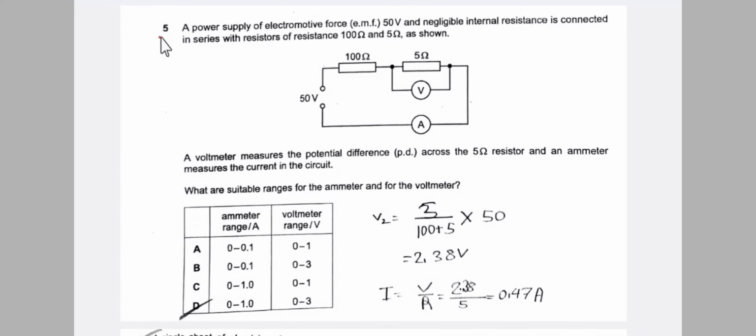while the value of R is pointing upward. Therefore, the wrong vector is C, that does not represent R. Question number 5. A power supply of electromotive force of 50 volt and negligible internal resistance is connected in series with a resistor of resistance 100 ohm and 5 ohm as shown.